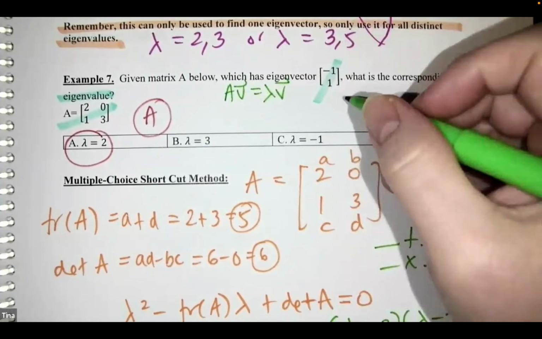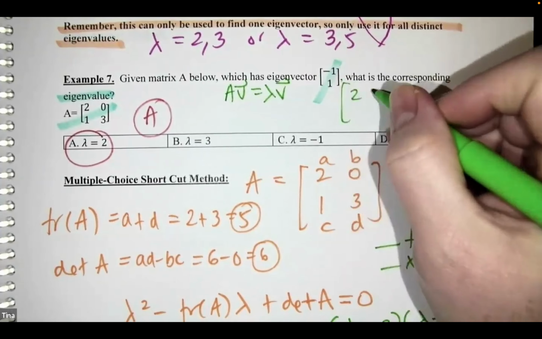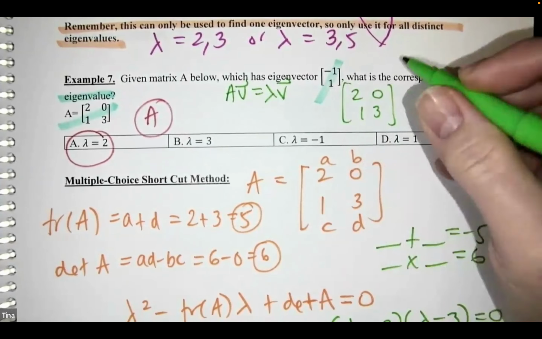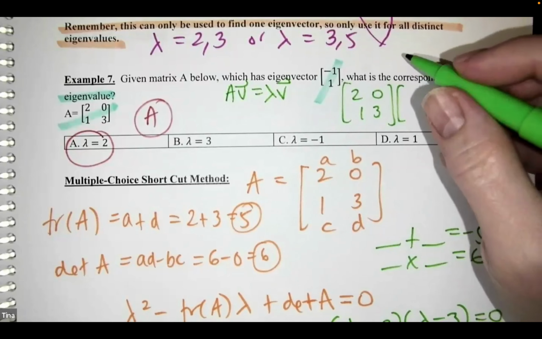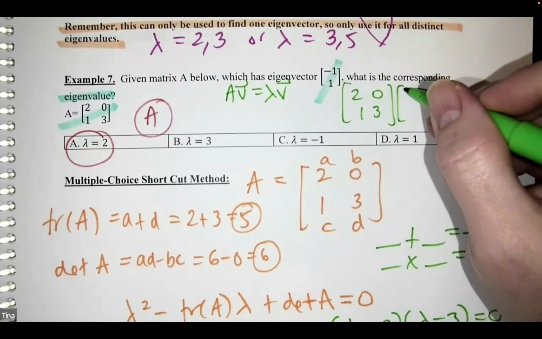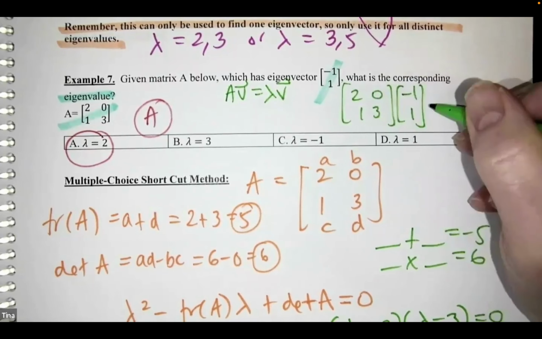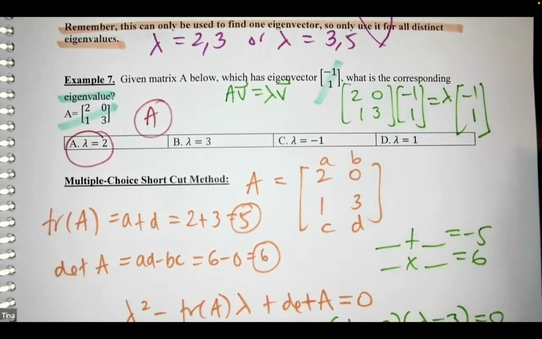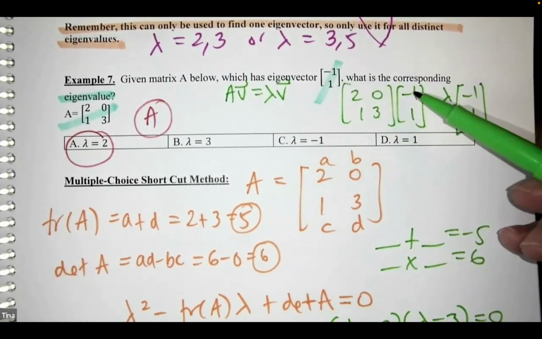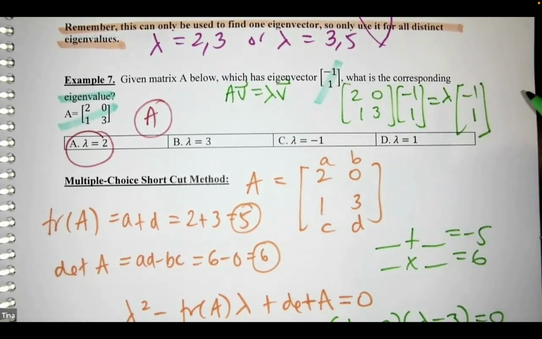For an eigenvalue and eigenvector, what we could do is say A times the eigenvector, negative 1, 1, because they told us, equals lambda times negative 1, 1, right? We know V, so we can put it here and here. And then really, we're just trying to find out what this number is.